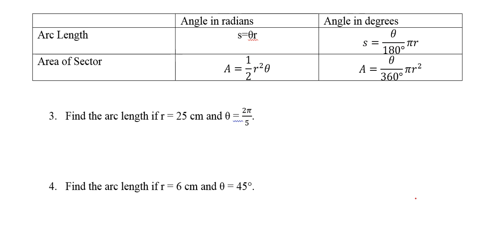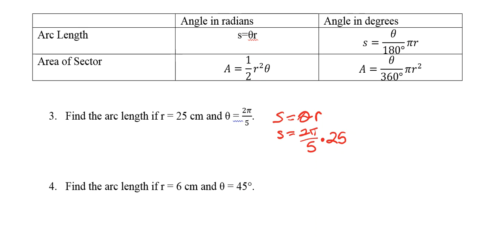So number 3 says find the arc length if the radius is 25 and the angle given is 2 pi over 5. So 2 pi over 5 is in radians because it doesn't have a degree symbol, so I'm looking over here on the left. They're asking me for the arc length. Since I'm looking for the arc length, I'm going to use S equals r theta. So I have theta and r. So my arc length is going to be my angle, which is 2 pi over 5 times my radius of 25.